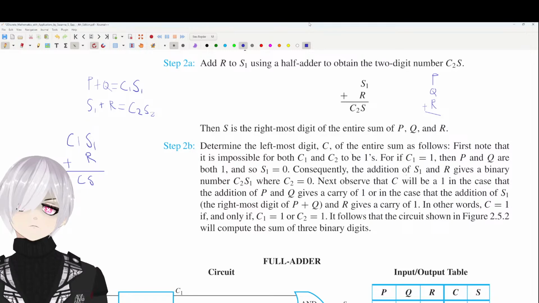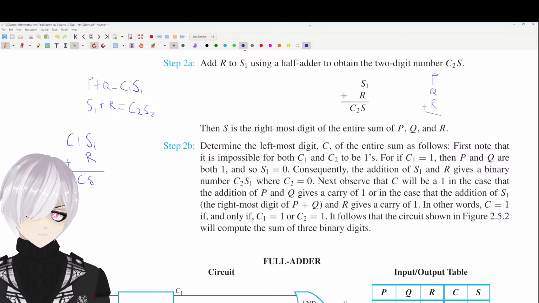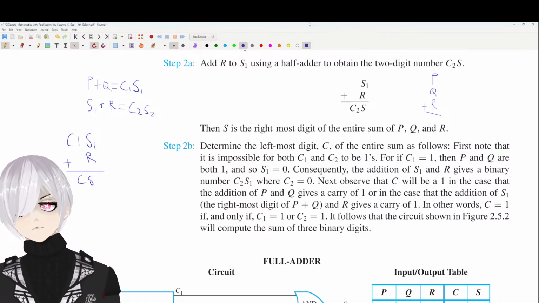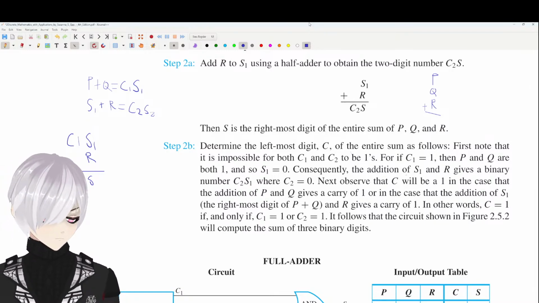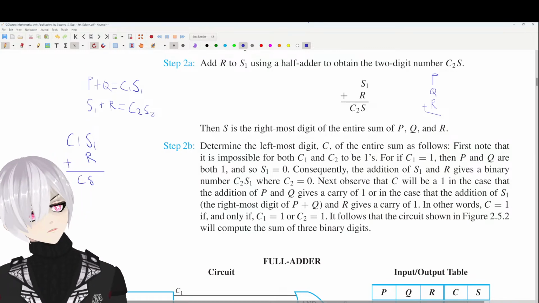Then we have to come up with a logic circuit based on that. So I guess maybe we can go down and try to figure out how the logic circuit is working based on that.